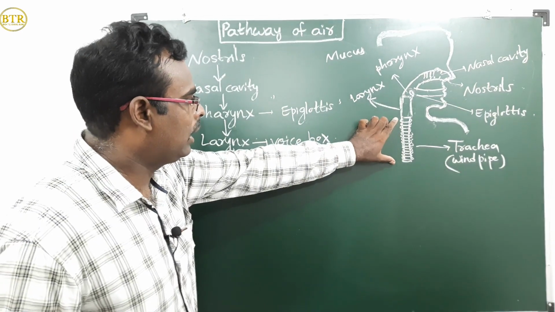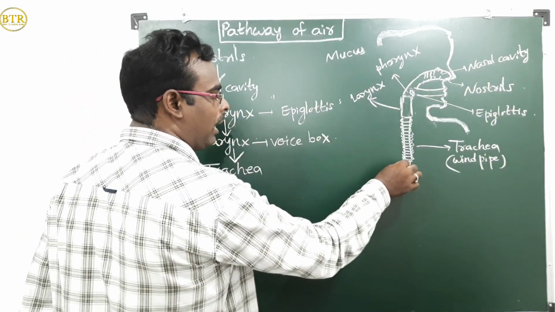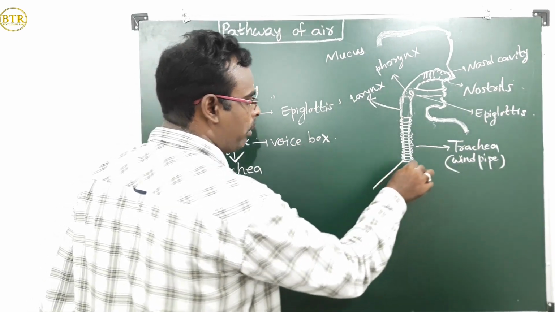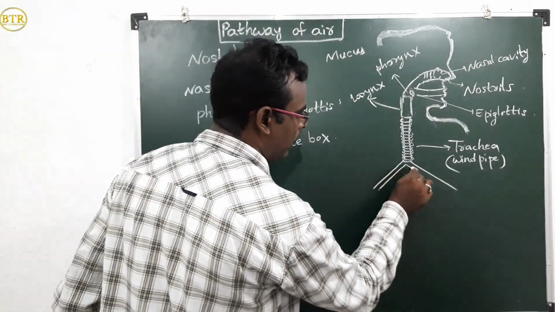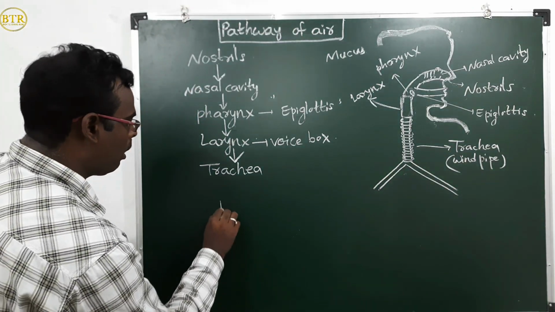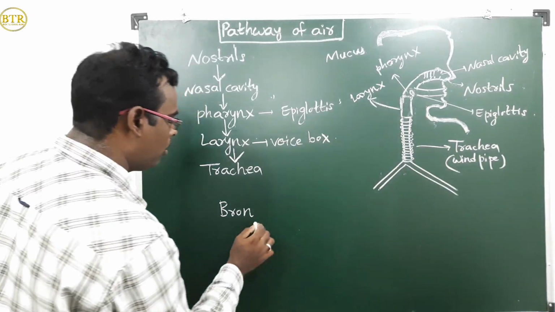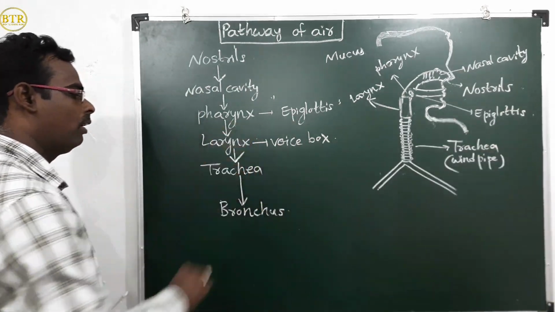See here, this is the trachea, this is the upper end of the trachea and this is the lower end of the trachea. Next, the lower end of the trachea divides into two branches. These two branches are called bronchi. What do you call? Bronchi. And each branch is called a bronchus.